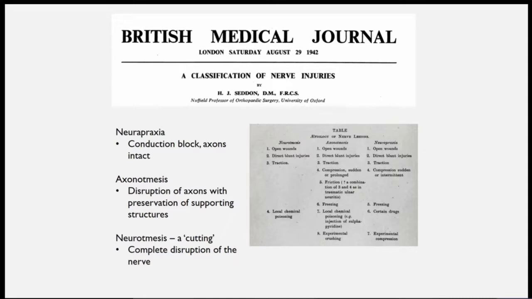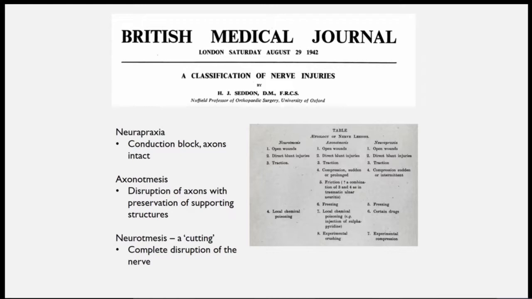The next one would be axonotmesis, which is a disruption of the axons with preservation of the surrounding structures. So if you try to think back to that original diagram, with the nerve, with the multiple bundles, all of the supporting structures are intact, but the axon itself is disrupted. So unlike a neuropraxia, this actually means that the axon has to elongate past that level of injury. So there is Wallerian degeneration. So recovery from this takes a while.